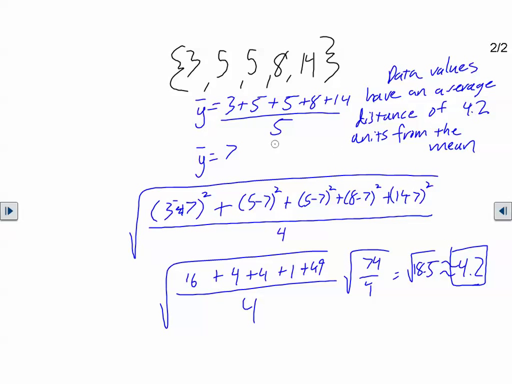So notice that the distance from 3 to 7 is 4, right? These ones are less than that, but then this one that's way out here is making that standard deviation go up because it's significantly more than 4. So that one's 4, and these ones are 2, 2, 1. But since that 7 is fairly large, it's dragging that average distance up.